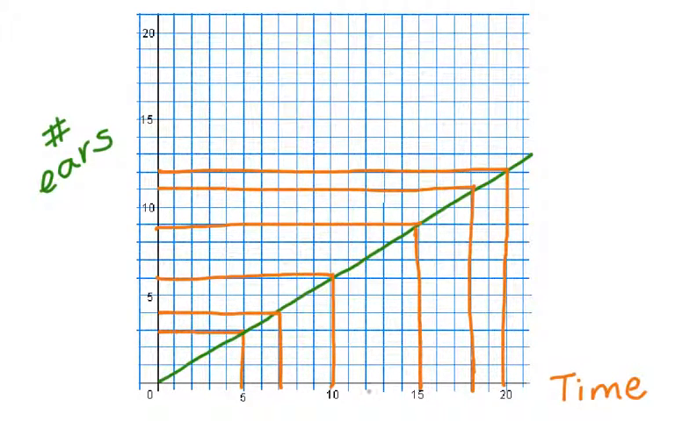Let's look at 12 minutes. So if we go 12 minutes, we go up, and we go across, and you will see that in 12 minutes, Karen would peel 7 ears of corn. Here's our problem, our graph, our solutions, and our work is now complete.